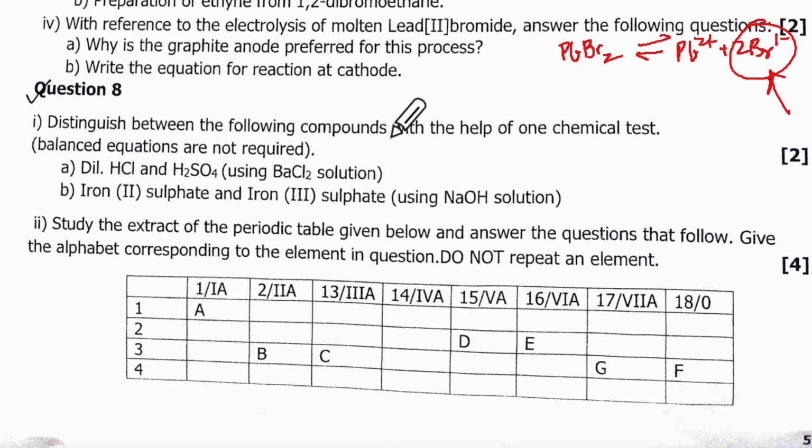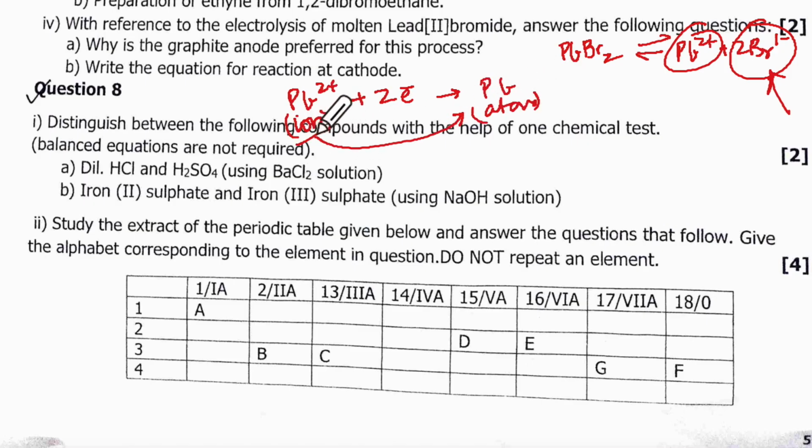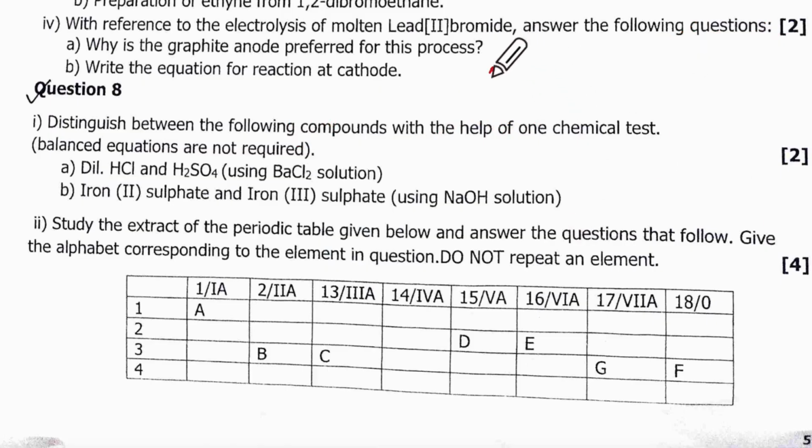Write the equation at cathode. Cathode means this will go. So what will you write? Pb2+ will take two electrons, and it will become Pb atom. Ideally, you should write atom, very good, because then you are understanding that this process of ion into atom is called being discharged.